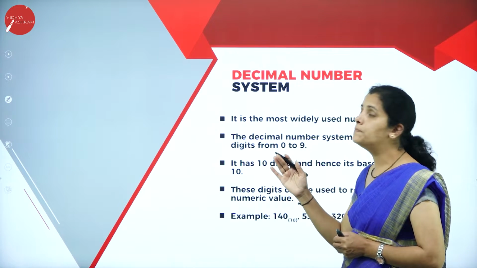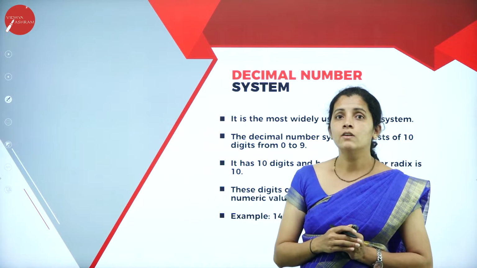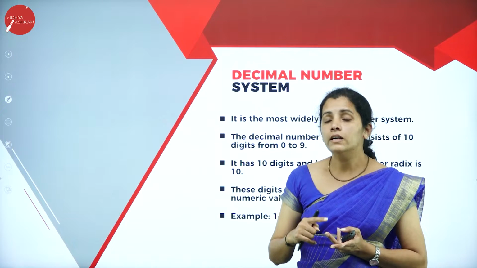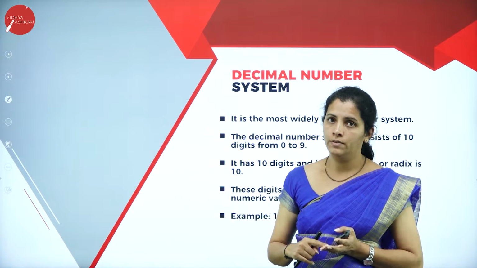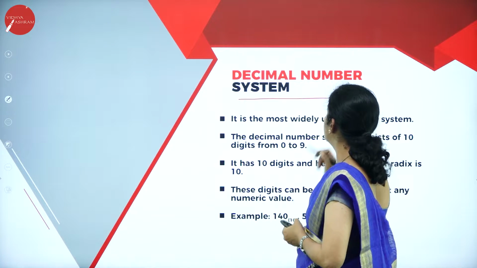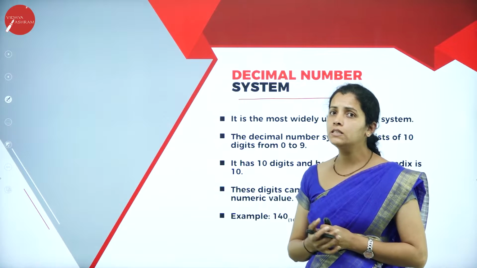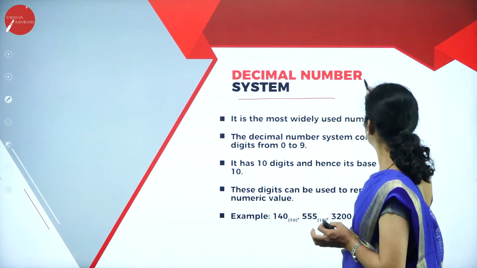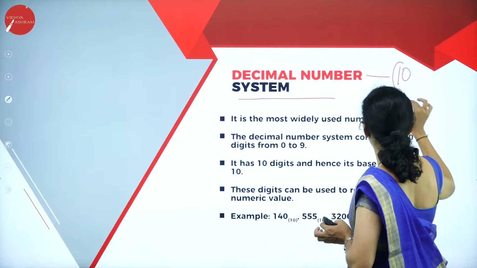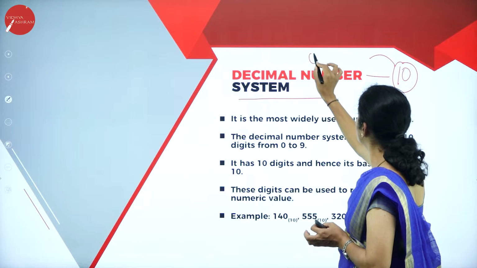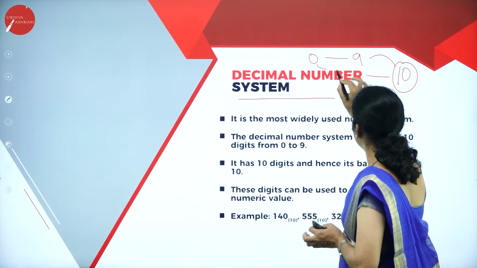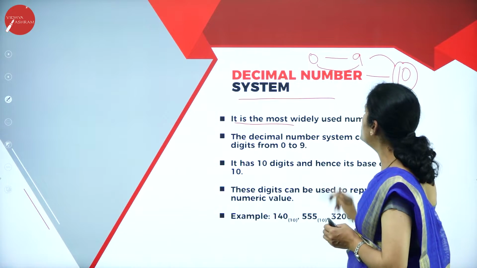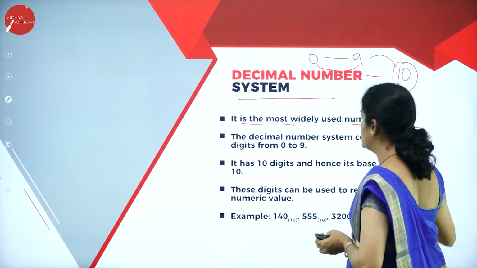That means if I consider positional number systems, there are 4 different types. One is binary, then hexadecimal, decimal, and octal. So at the beginning, I'm going to discuss the decimal number system. So what is the decimal number system? Here, the decimal number system includes a total of 10 numbers, and the range starts from 0 to 9. So including 0 to 9, I'm going to have 10 digits. It is the most commonly used number system.